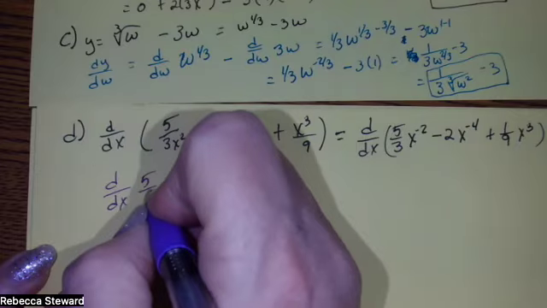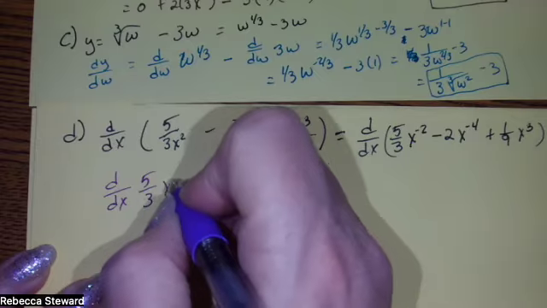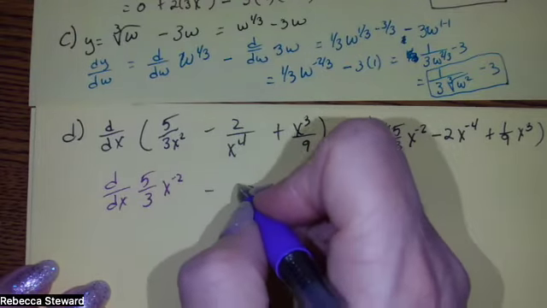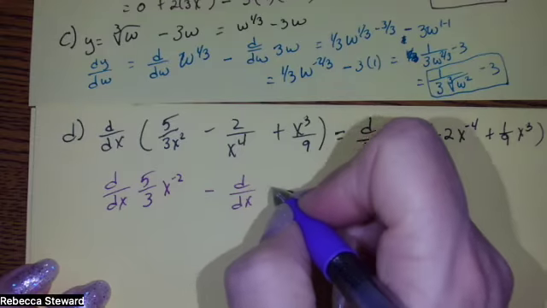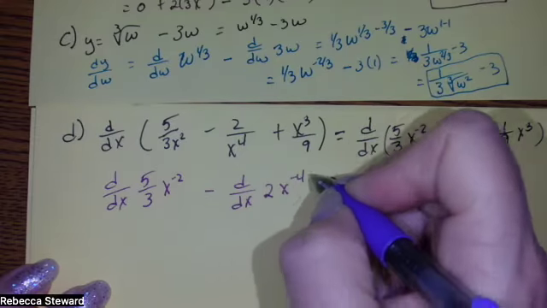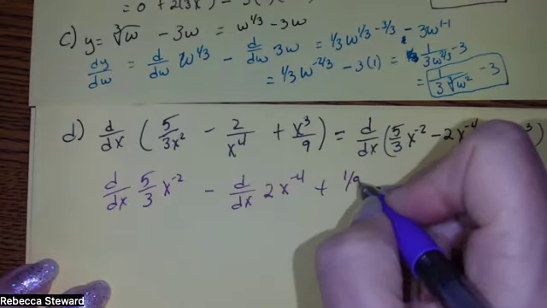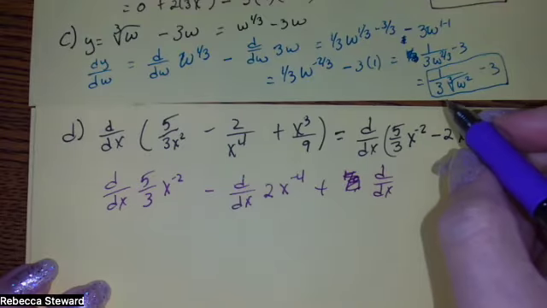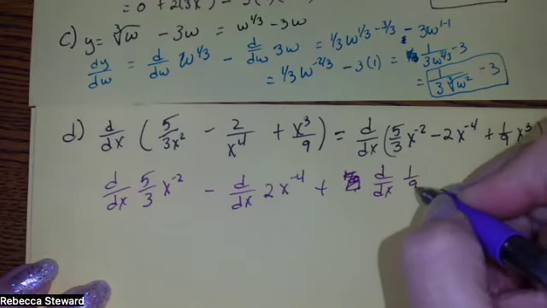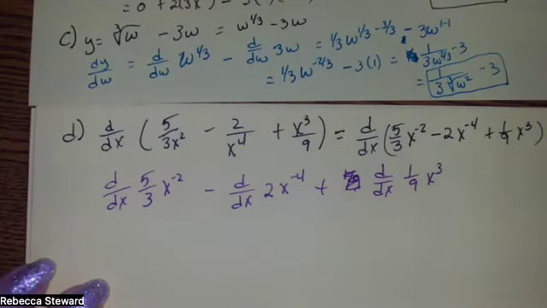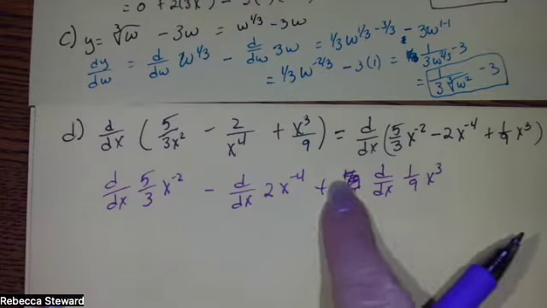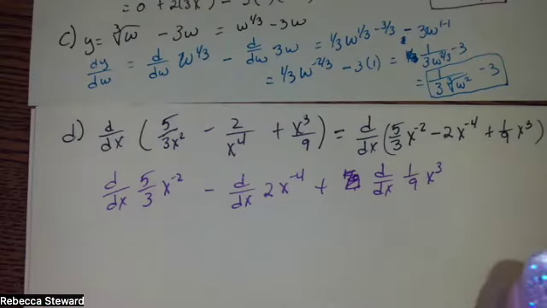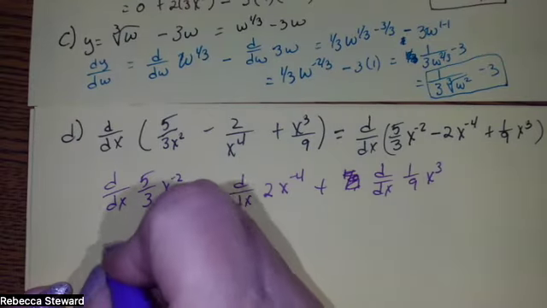So we have d/dx of 5/3 x to the negative 2 minus d/dx of 2x to the negative 4 plus, oops, sorry, d/dx of 1/9 x cubed. And instead of rewriting that, we could have just gone ahead and put all the d/dx's next to them. Sometimes I think doing the little prime is a little bit less effort. All right, so let's go find those derivatives.